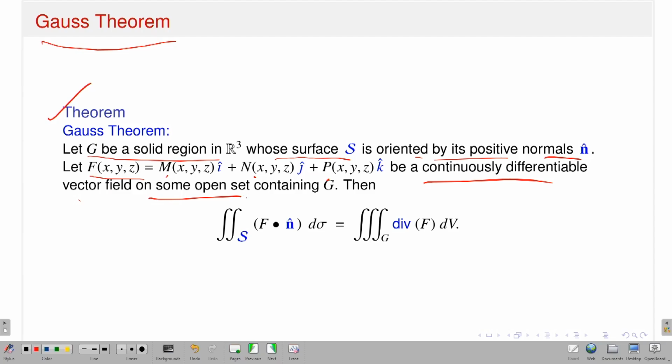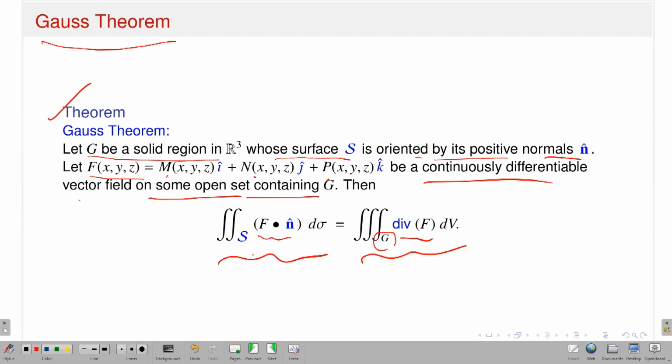Vector field on some open set containing your solid region G. Then it says that the corresponding surface integral, that means you just take the normal component of your vector field and perform the surface integral, is exactly equal to the corresponding triple integral. That means the triple integral over the solid region G of the divergence of F. So that is why it is called the divergence theorem. So it connects the surface integral and the volume integral.